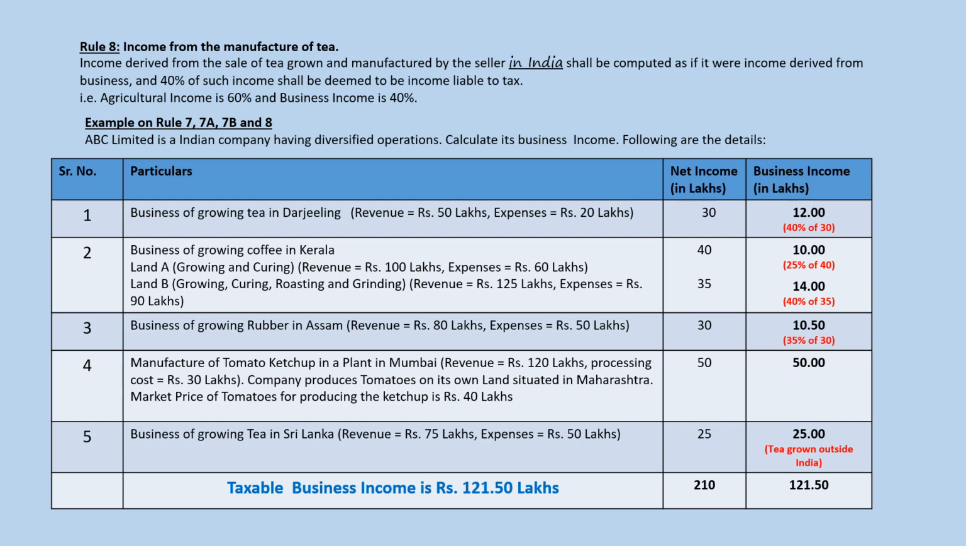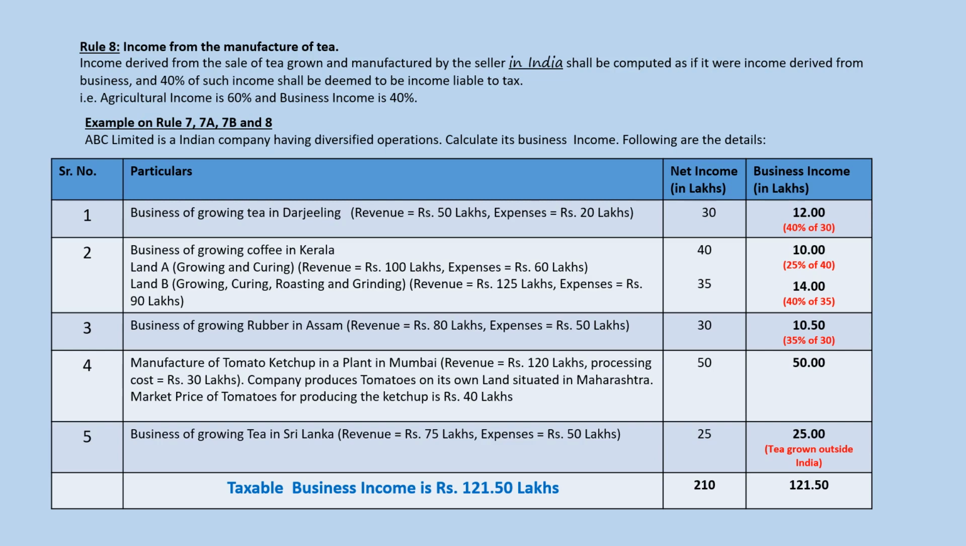Manufacture of tomato ketchup in a plant in Mumbai, that is the revenue is 120 lakhs, processing cost is 30 lakhs. Now the company produces tomatoes on its own land situated in Maharashtra. The market price of tomatoes for producing the ketchup is rupees 40 lakhs. Here, rupees 40 lakhs will be treated as agricultural income and will be allowed as a deduction. So, the revenue will be 120 lakhs minus 30 lakhs minus 40 lakhs. So, your total net income is 50 lakhs and that will be your business income.